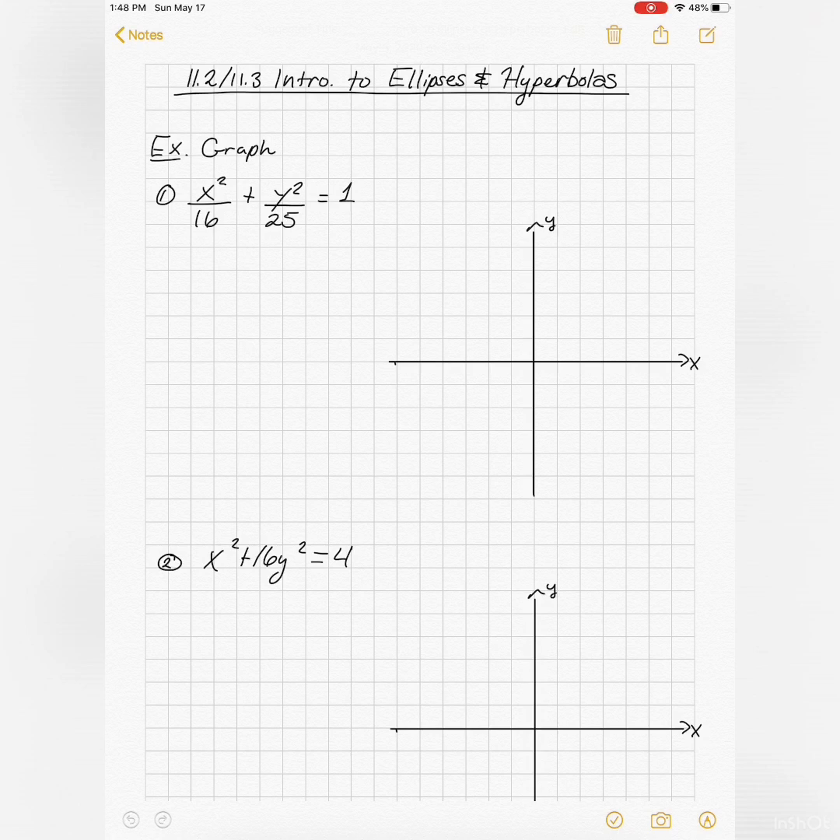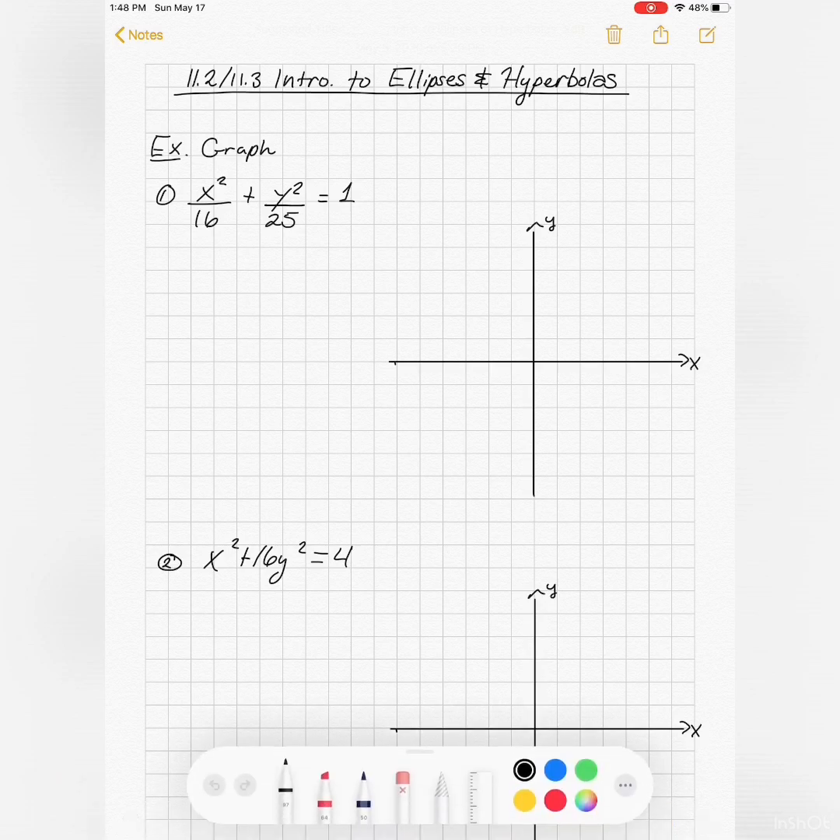So in this section, we're just going to do a brief introduction to ellipses and hyperbolas. So if you worked on these before, maybe in high school, you actually went into a lot more detail than we're going to here. We're just going to kind of get a rough idea of what these shapes look like, make a basic sketch of the graph.